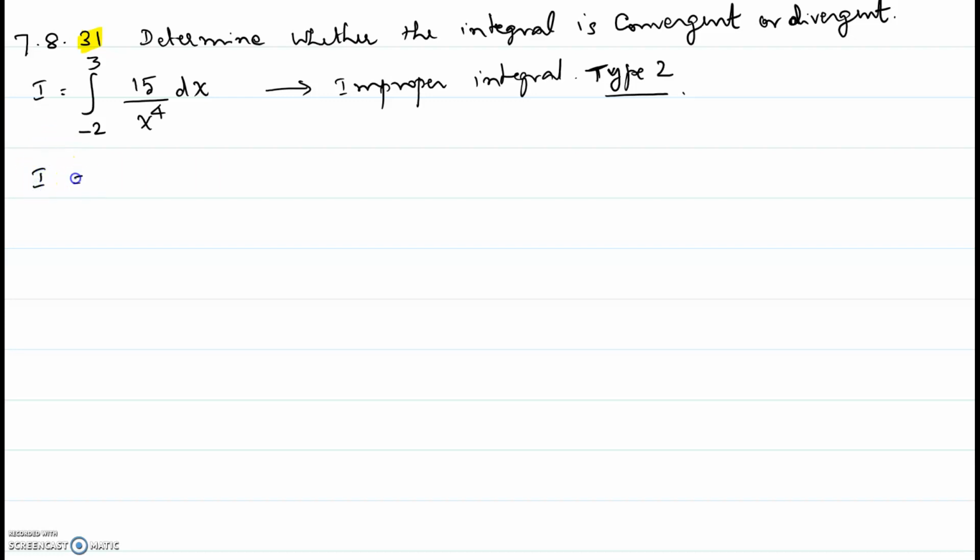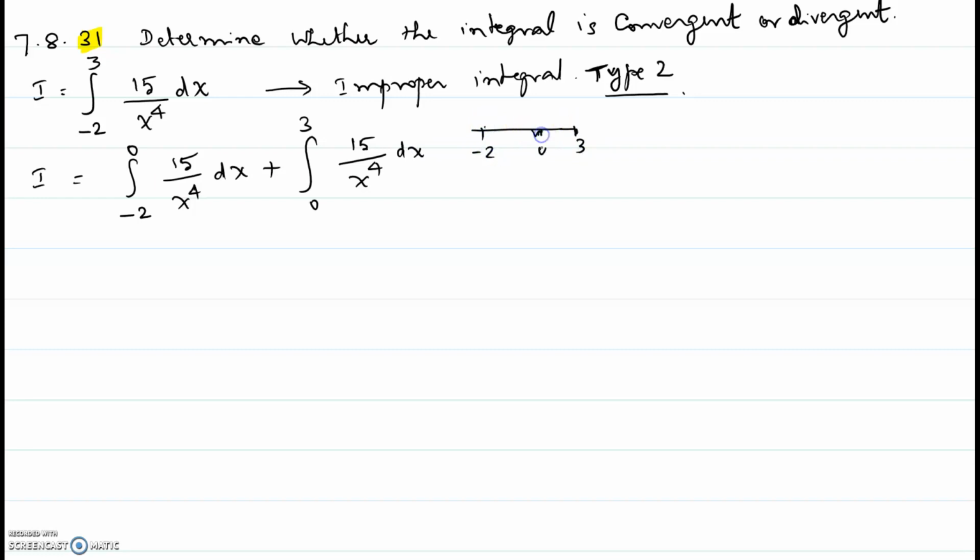So we are going to divide the integral into two parts: the integral from -2 to 0 of 15 over x to the power 4 dx, plus the integral from 0 to 3 of 15 over x to the power 4 dx. So we have something like -2 through 3, and somewhere in the middle 0 occurs. So we are going to integrate over these two intervals. We will call I as I1 plus I2.